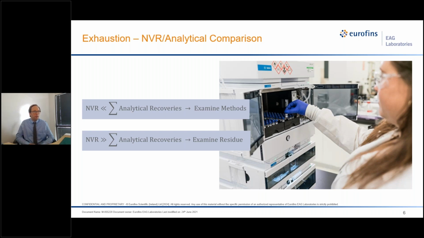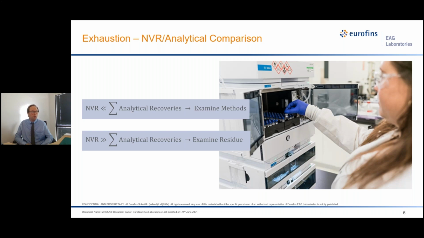But if our NVR is significantly less than the summation of our analytical recoveries, we're encouraged to examine our methods, right? And most labs are already doing this. They're making changes to make sure that their analytical recoveries are reasonable. One good example of this is using surrogate standards to more accurately semi-quantitate what's being detected.